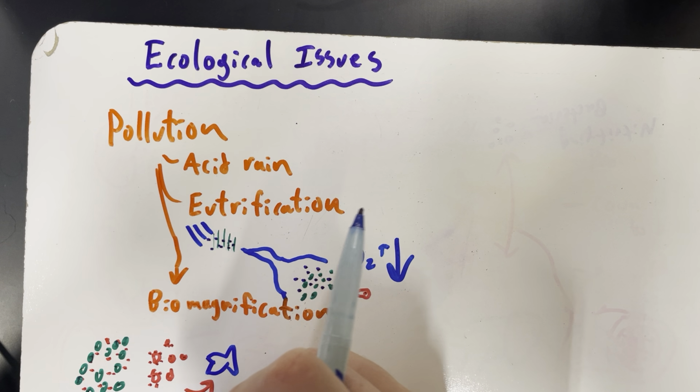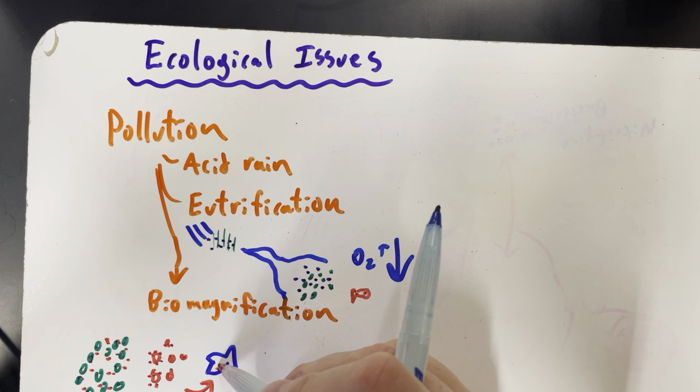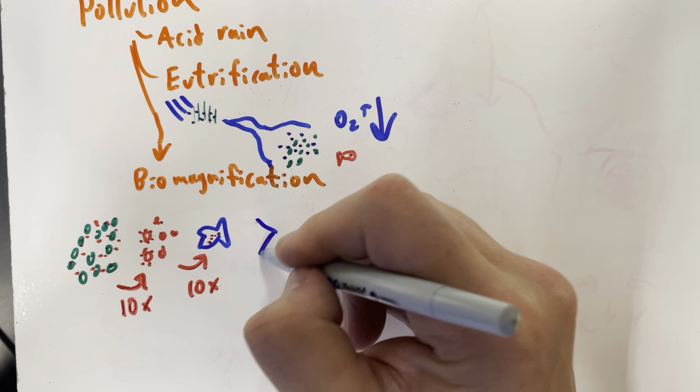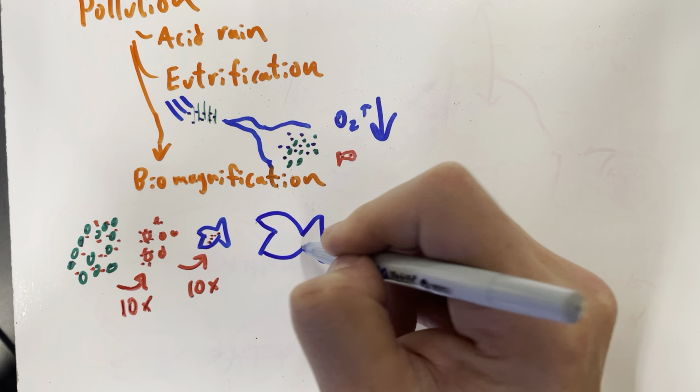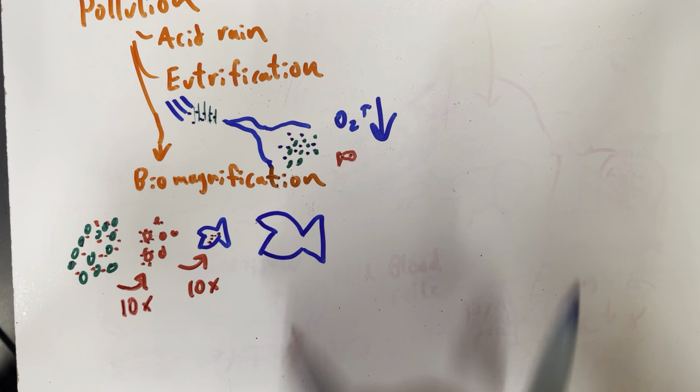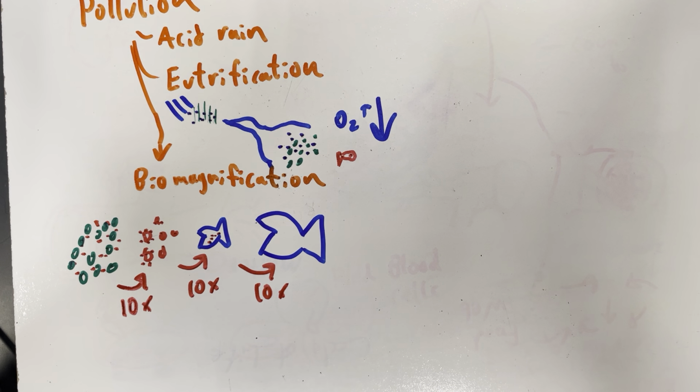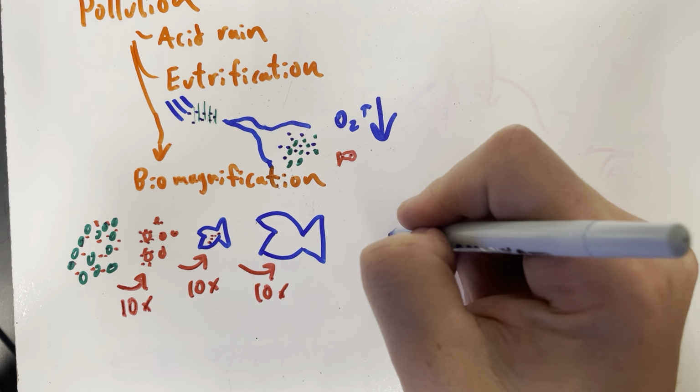What is that? 100. Little fish, sorry. And then a big fish comes along. There's always a bigger fish. Well, who likes to eat tuna? I do. So then comes the humans.